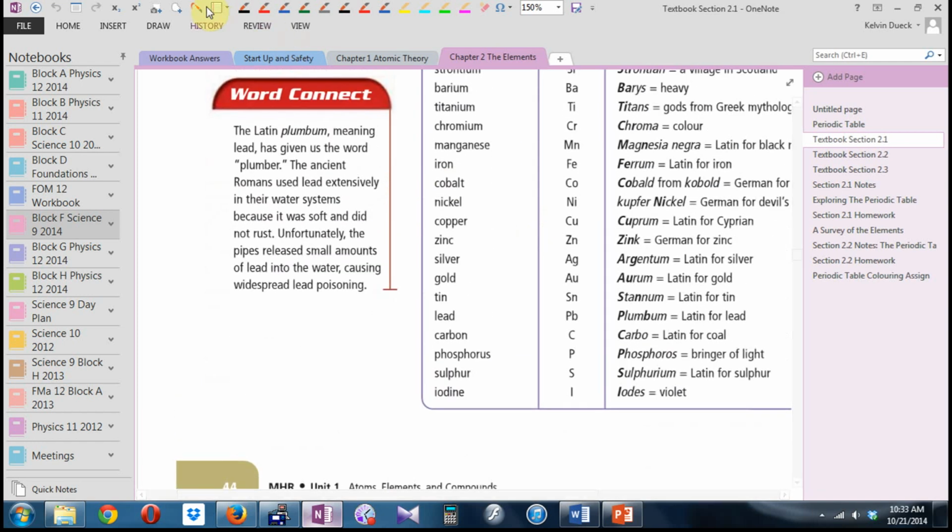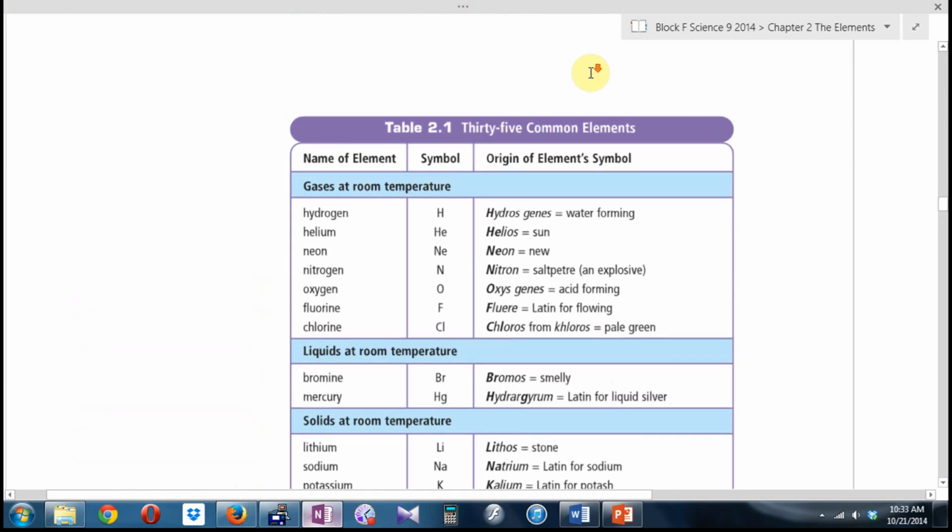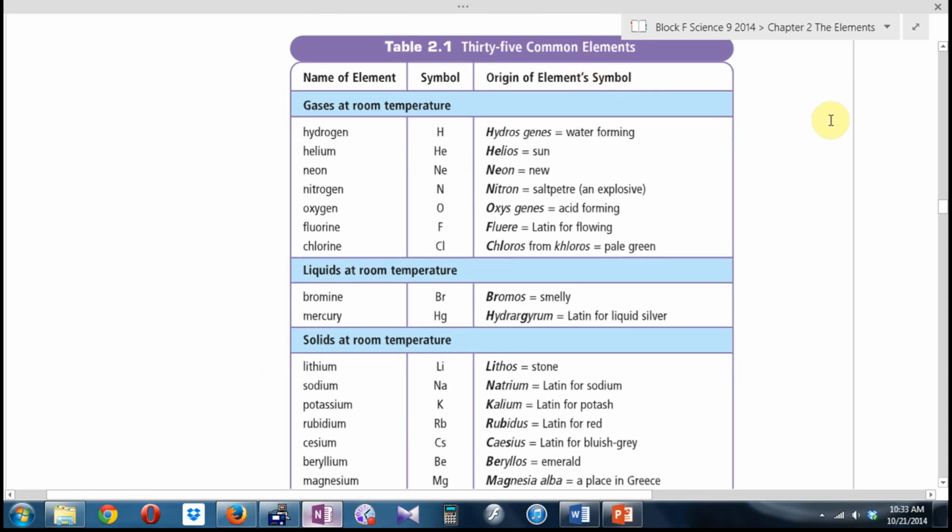So here's page 44, and the chart we're looking at is this one right here. It has 35 common elements. As part of the homework, what the homework is going to ask you is to talk about where some of the names came from. So page 44.